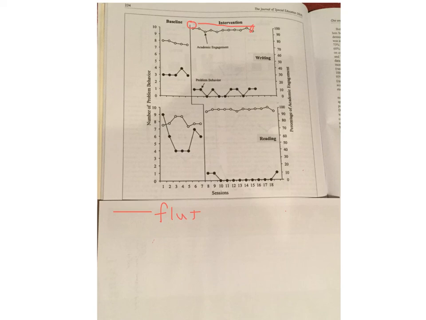Now remember, what we just talked about in terms of within condition and between condition comparisons of stability and trend correspond not just to the top tier, but also to the bottom tier.